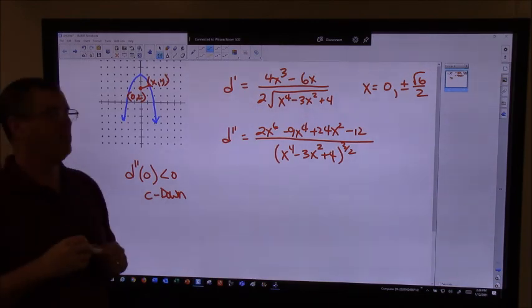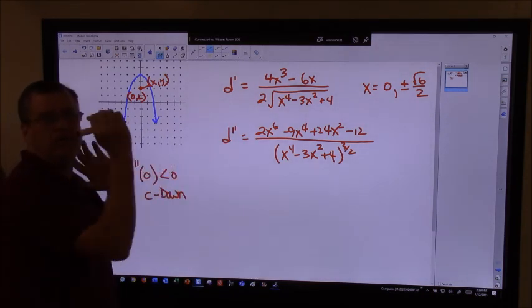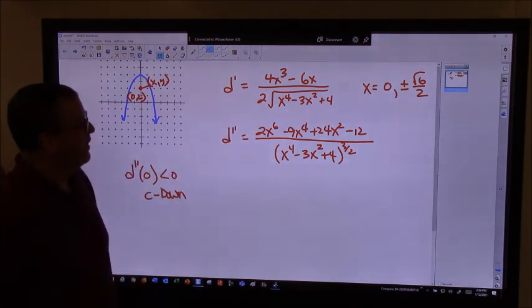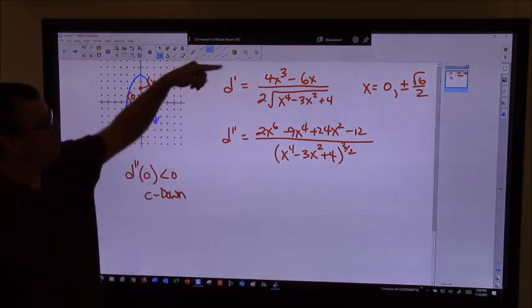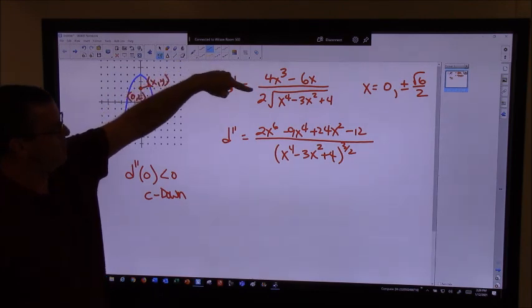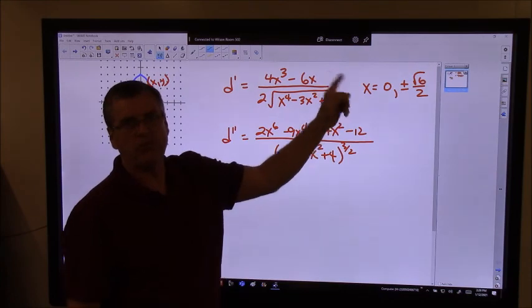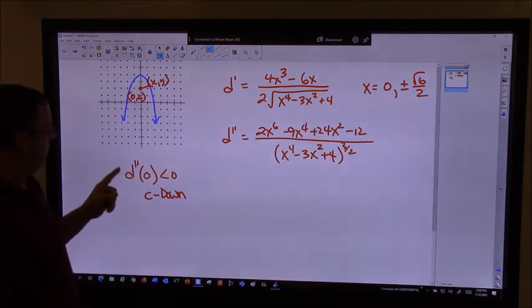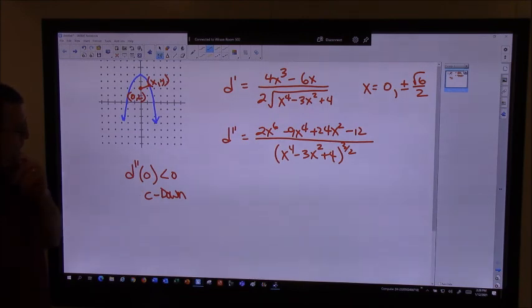All right, so my phone rang, I had to go answer it. When I came back, this whole thing froze, and then it just went black. So I had to dump it and start over. So all I've done is I've just written down, here's the first derivative, here's the second derivative, there's what we got when we set it equal to 0 and solved. And I had just tested the second derivative at 0 and found it was concave down.